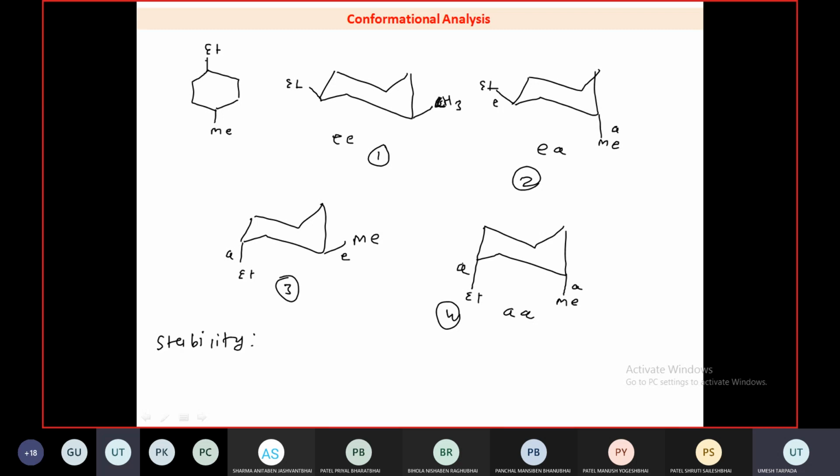Yes, I have already mentioned previously that equatorial has less steric interaction as compared to axial. These two groups are at equatorial. What is its stability order? Axial position is more sterically hindered, so less stable. Equatorial is less sterically hindered, so it is the more stable position. What is the correct order?